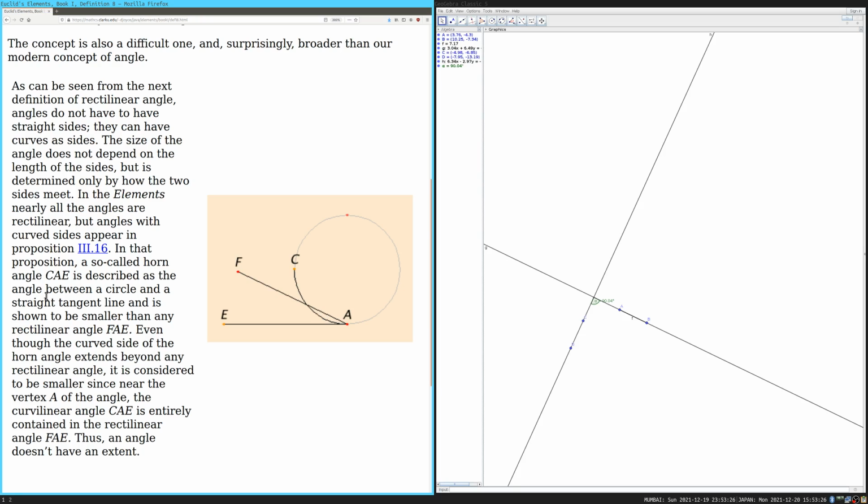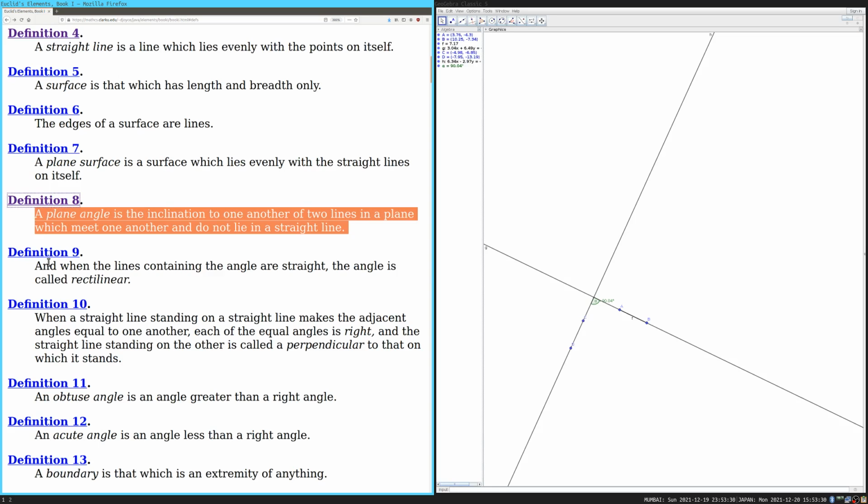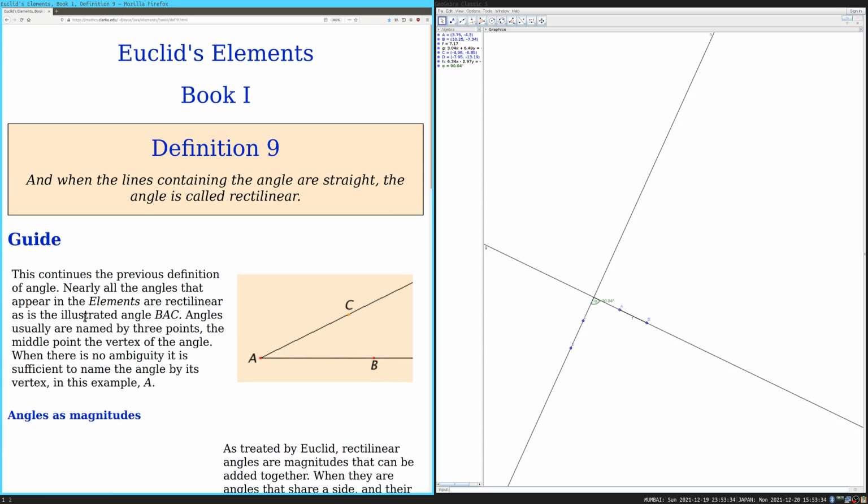Angle doesn't have an extent. I don't know. Okay, definition 9. What does rectilinear mean? Okay, so it's like not a horned angle. I think that's what it means.